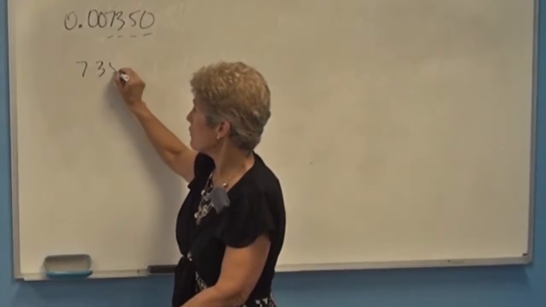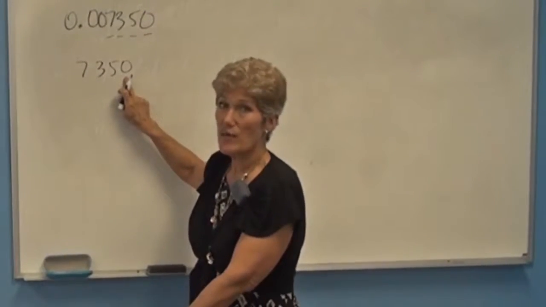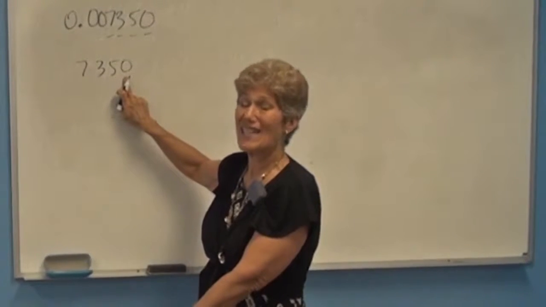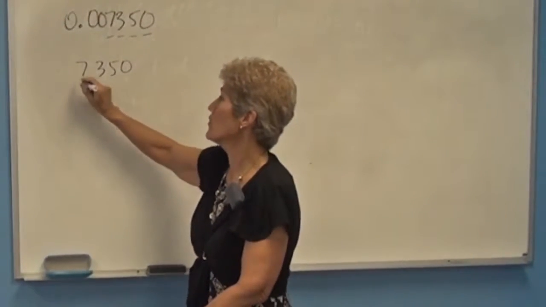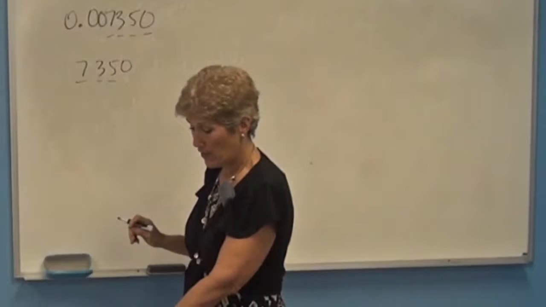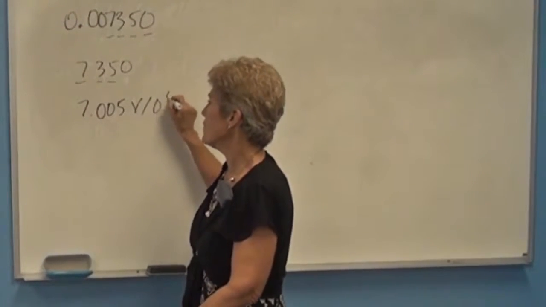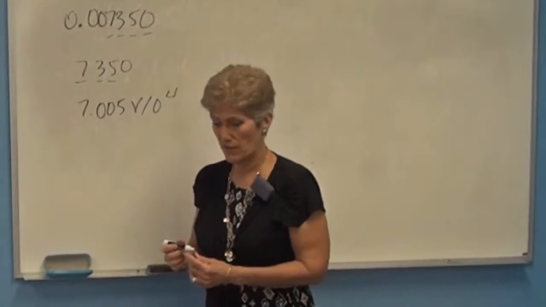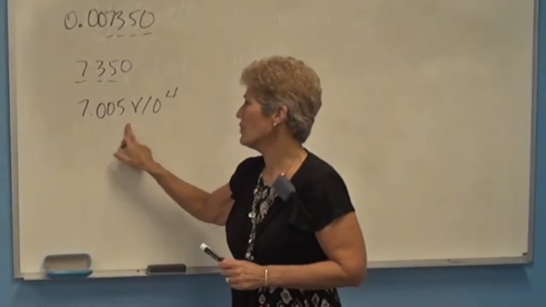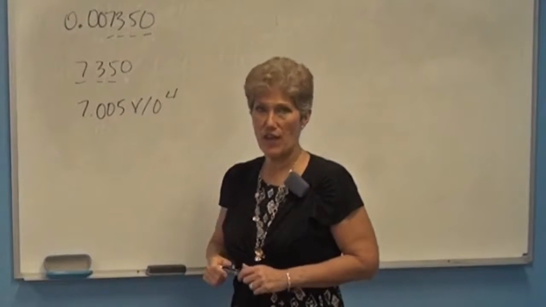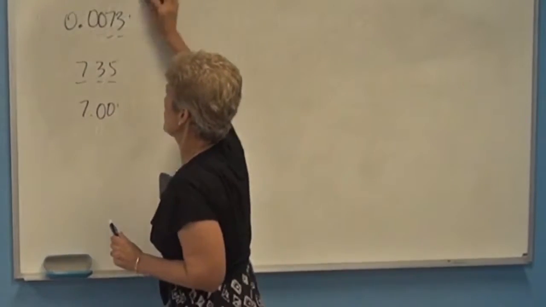If we do 7, 3, 5, 0, this 0 is not between two significant figures, and it's not to the right of the decimal at the end of the number. And so here you only have 3 significant figures. And then 7.005 times 10 to the 4th. This makes it easy. All 4 of those are significant figures. That's why they're written there. Whatever's written in scientific notation, they are significant figures. So you're in good shape.